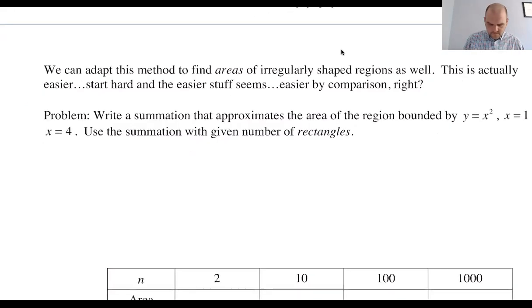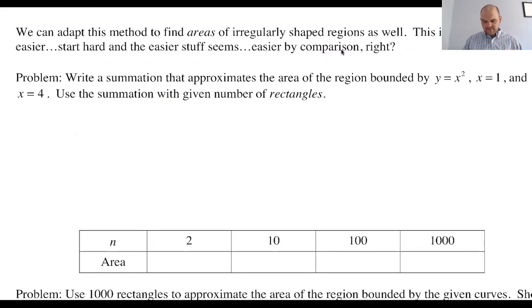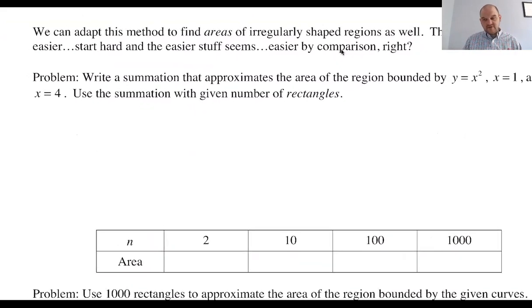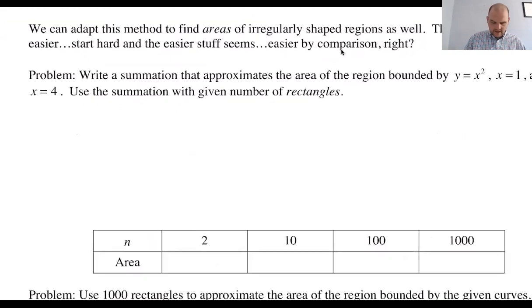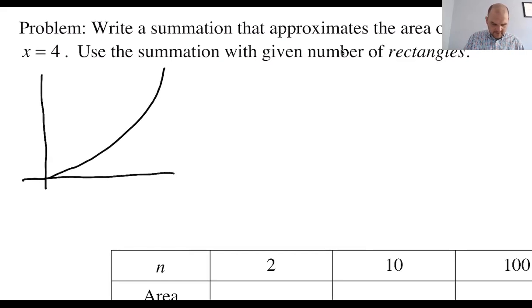So let's see. We want to write a summation that approximates the area of the region bounded by y equals x squared, x equals 1, x equals 4, and the y-axis. Use a summation and the given number of rectangles. So instead of volume, we're going to get area this time. I'm going to sketch it, just to get an idea. Never be afraid to make a sketch of something because it can help clarify in your mind what you're doing.